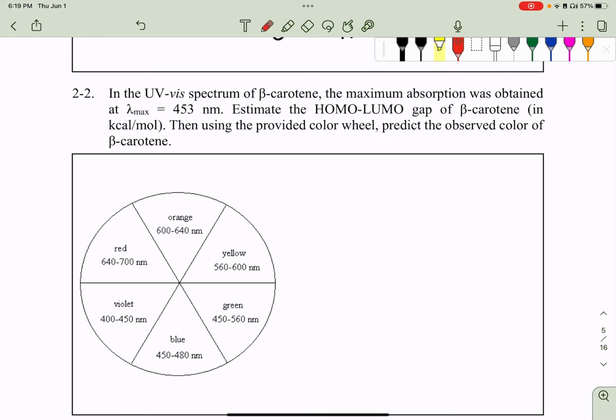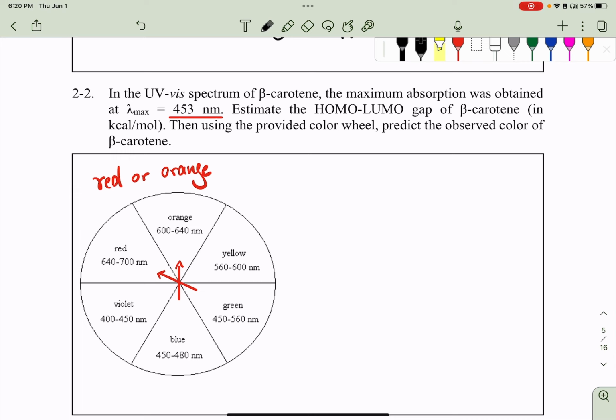Okay, first predict the color because that's easy enough. We're talking about 453, and actually my color wheel is a little bit weird. So both red and orange are correct. I mean, this one is wrong, but both of them are correct if you like. So it's going to be red or orange, and the reason it's red or orange is this molecule absorbs green or blue light, so it shows up as the orange or red color.